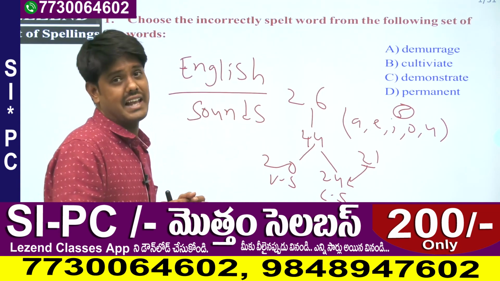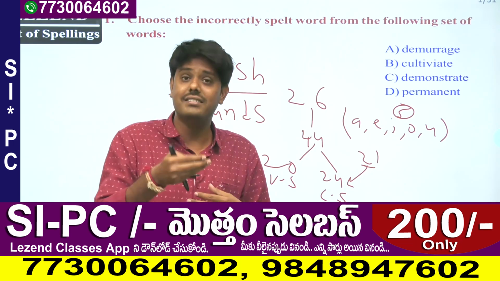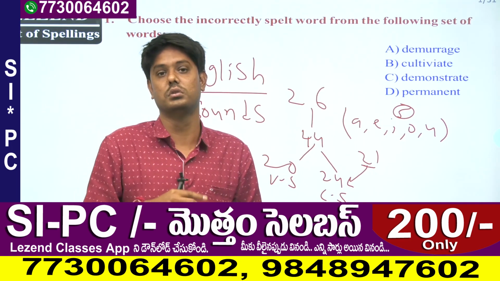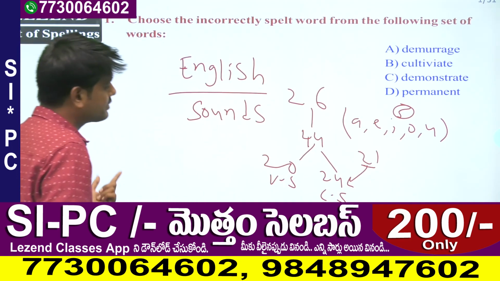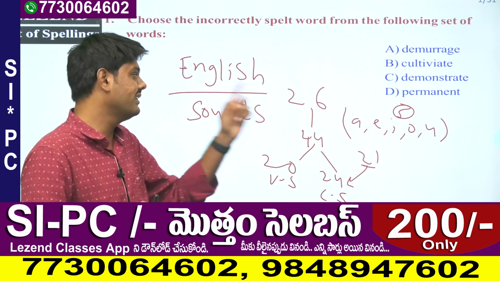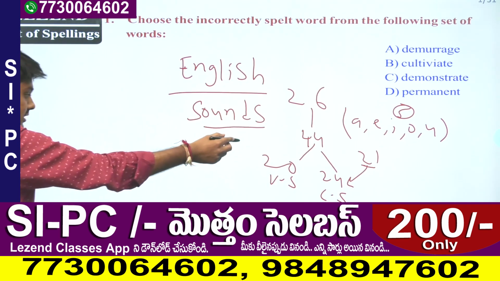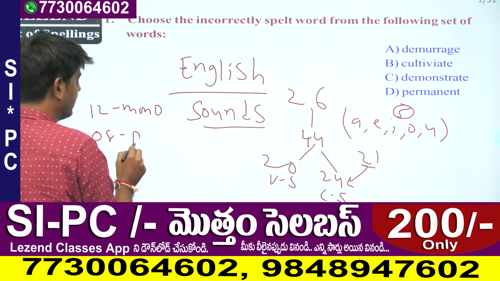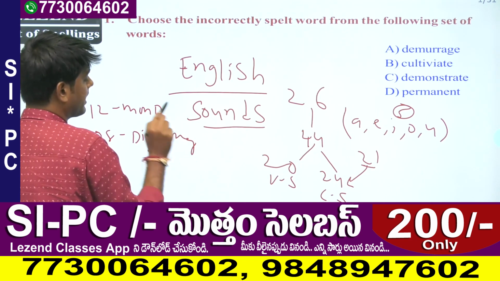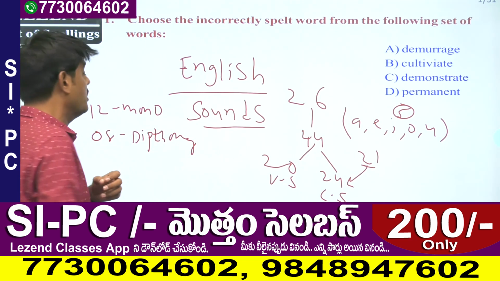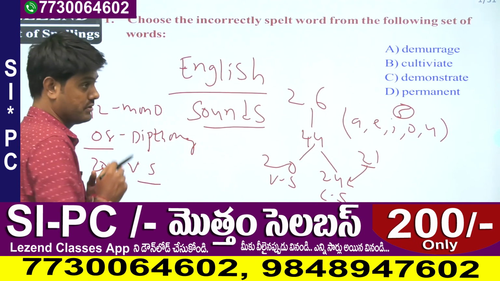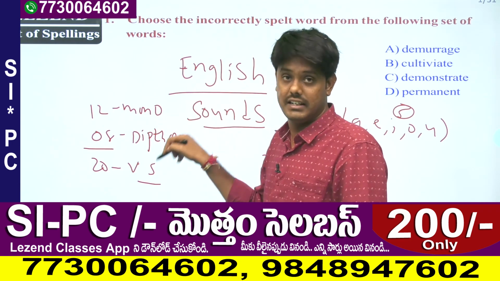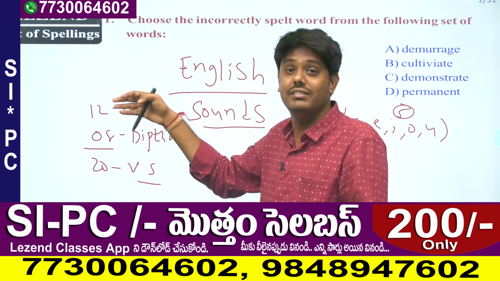In today's class, I am going to explain some basic rules related to spelling, and how to get a command over a particular word. The first basic rule: as I told you, we have 20 vowel sounds, and as English is related only to sounds, in these 20 vowel sounds we have 12 monophthong sounds and 8 diphthong sounds. Overall it makes 20 vowel sounds. So here we have to always go through the sound.